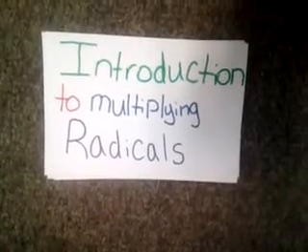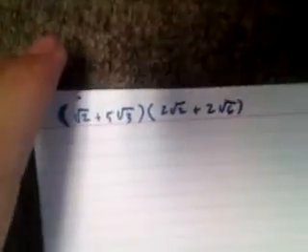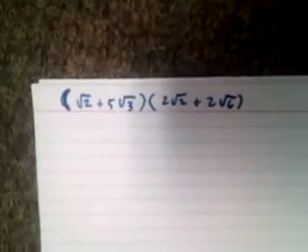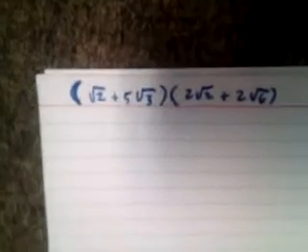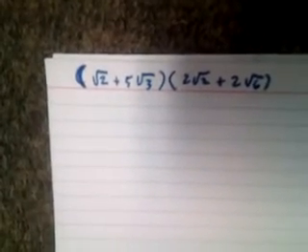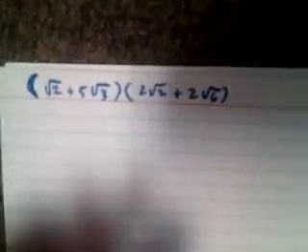Introduction to multiplying radicals. Step 1. Write down the problem. In our particular case, the problem is radical 2 plus 5 root 3 times 2 root 2 plus 2 root 6.